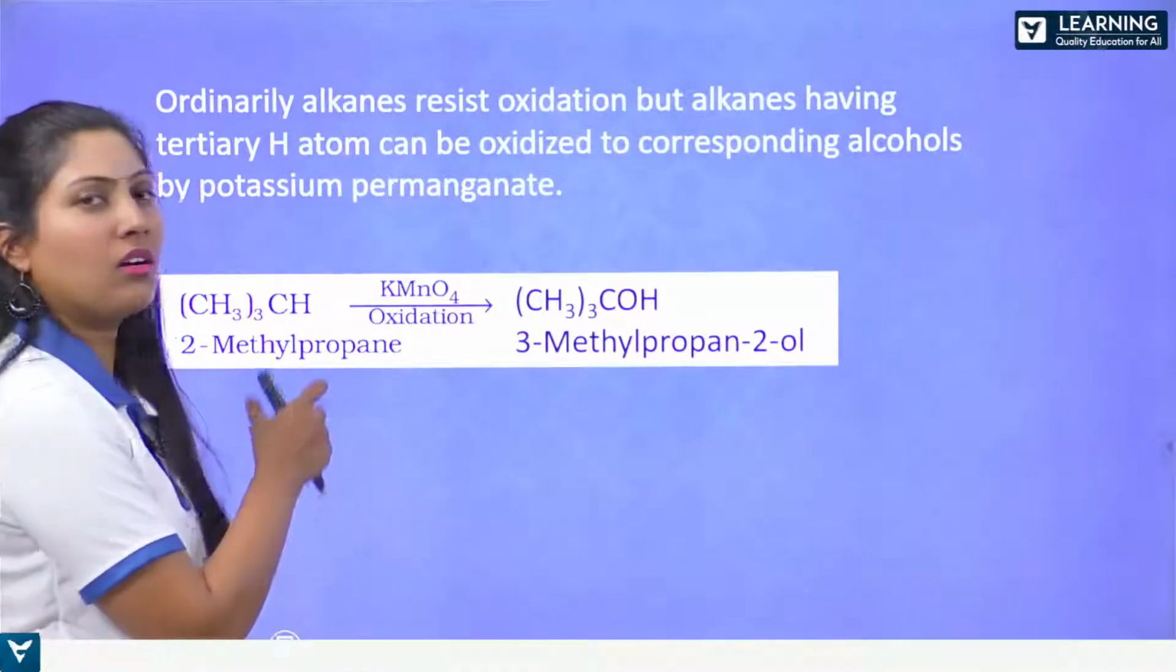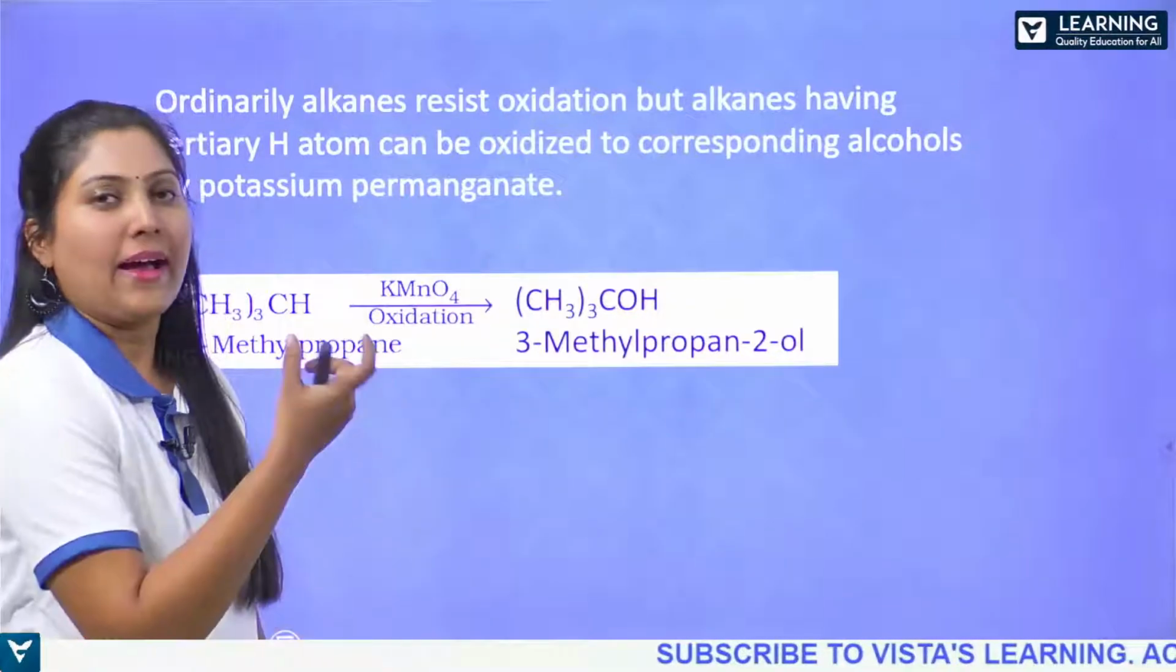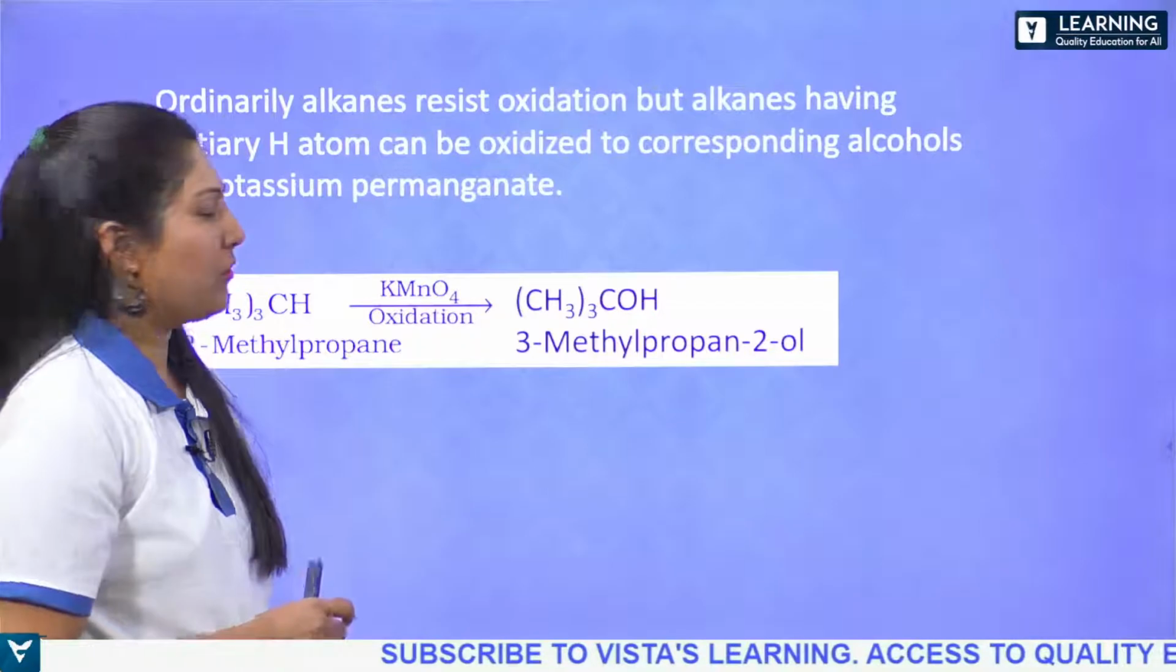So this is how the methane alkane can be converted into alcohol, acid as well as the formaldehyde.